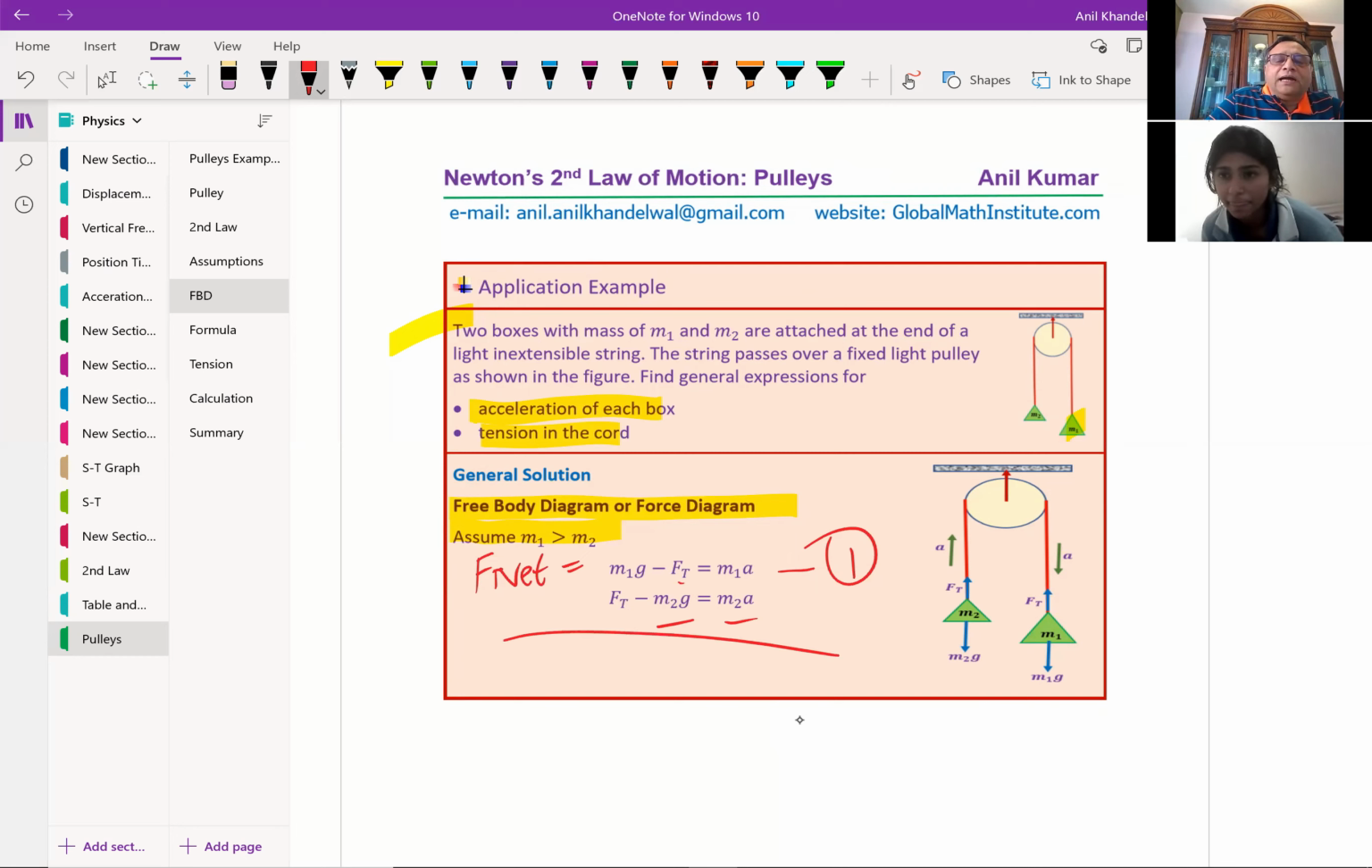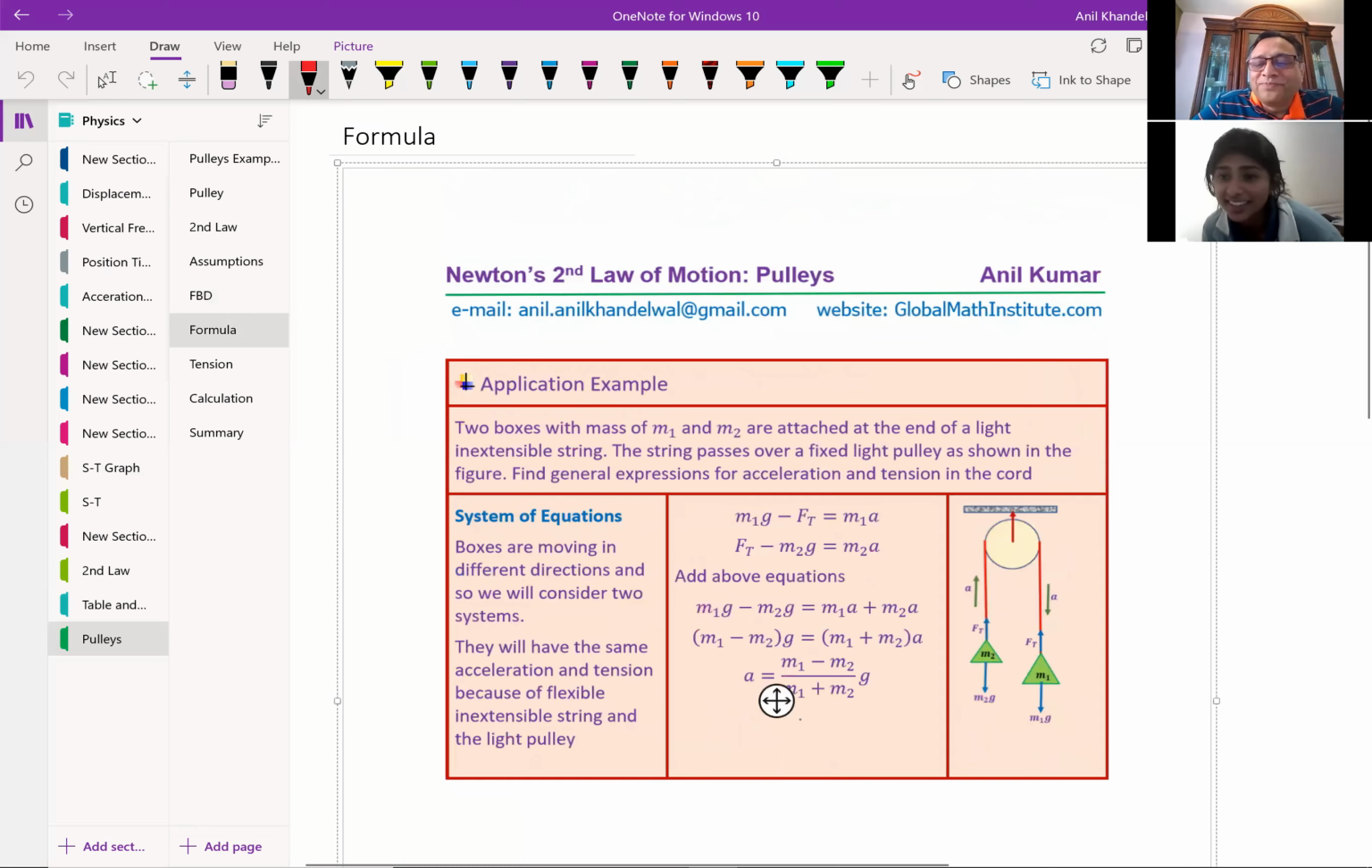So again, the same equation. You can actually add these equations and these cancel, and you can now find what a is, correct? Once you find a, you can find what Ft is, correct? That's the process. So let's move on. It's the same process.